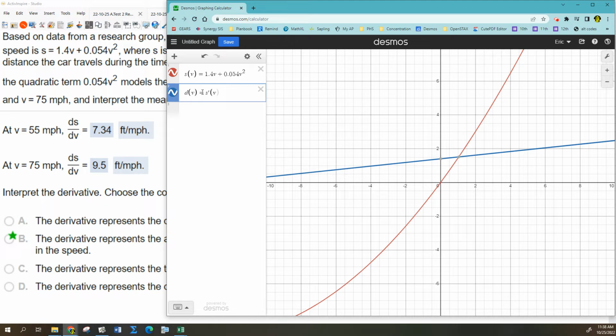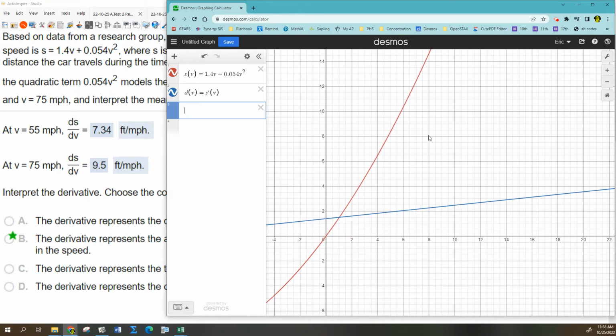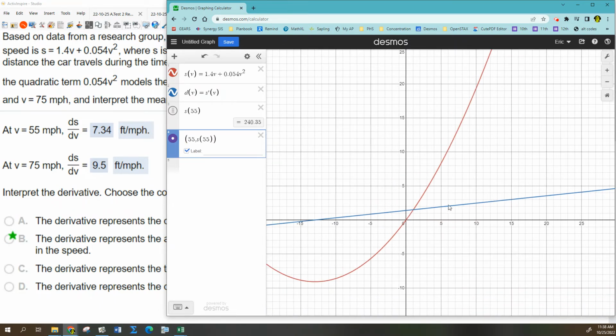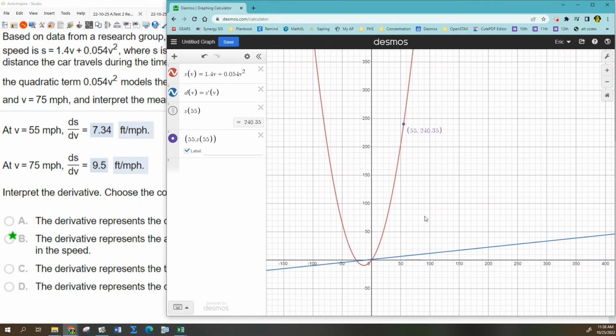If we came up with, let's pick a specific value like 55, which means I'm going to have to zoom out a little bit here. If I pick a value like 55, if I input that into my function, let's get a point. Let's come up with the equation of the tangent line, right? So S of 55 equals 240.35. Okay, if I want to graph that point, 55, S of 55, I got to zoom out a ways to see that, but there it is, right? There's that point on the graph.